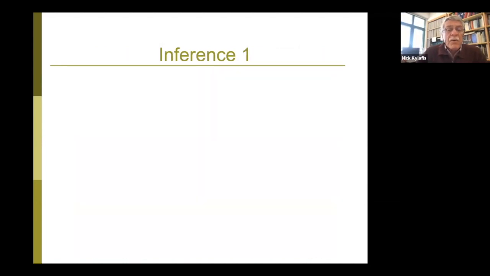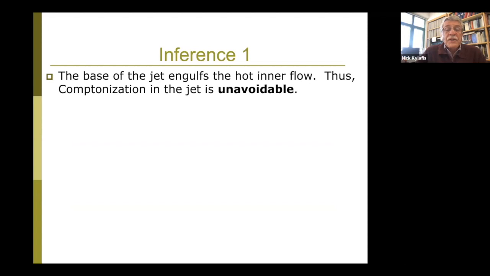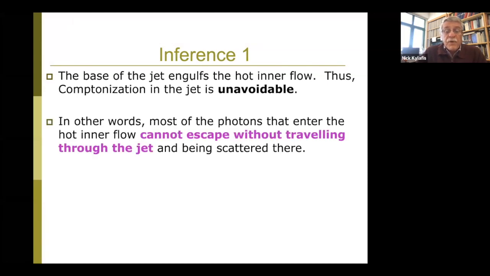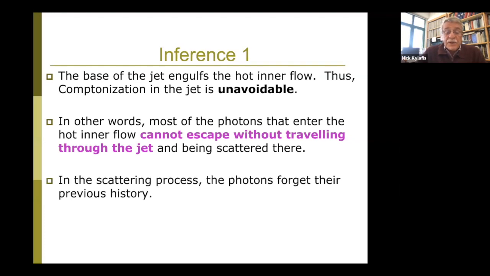Okay, inference number one. The base of the jet, I said it already, the base of the jet engulfs the hot inner flow. Thus, comptonization in the jet is unavoidable. In other words, most of the photons that enter the hot inner flow cannot escape without traveling through the jet and being scattered there also. In the scattering process, the photons forget their previous history. After a scattering or two, the photon forgets what its initial energy and direction were.